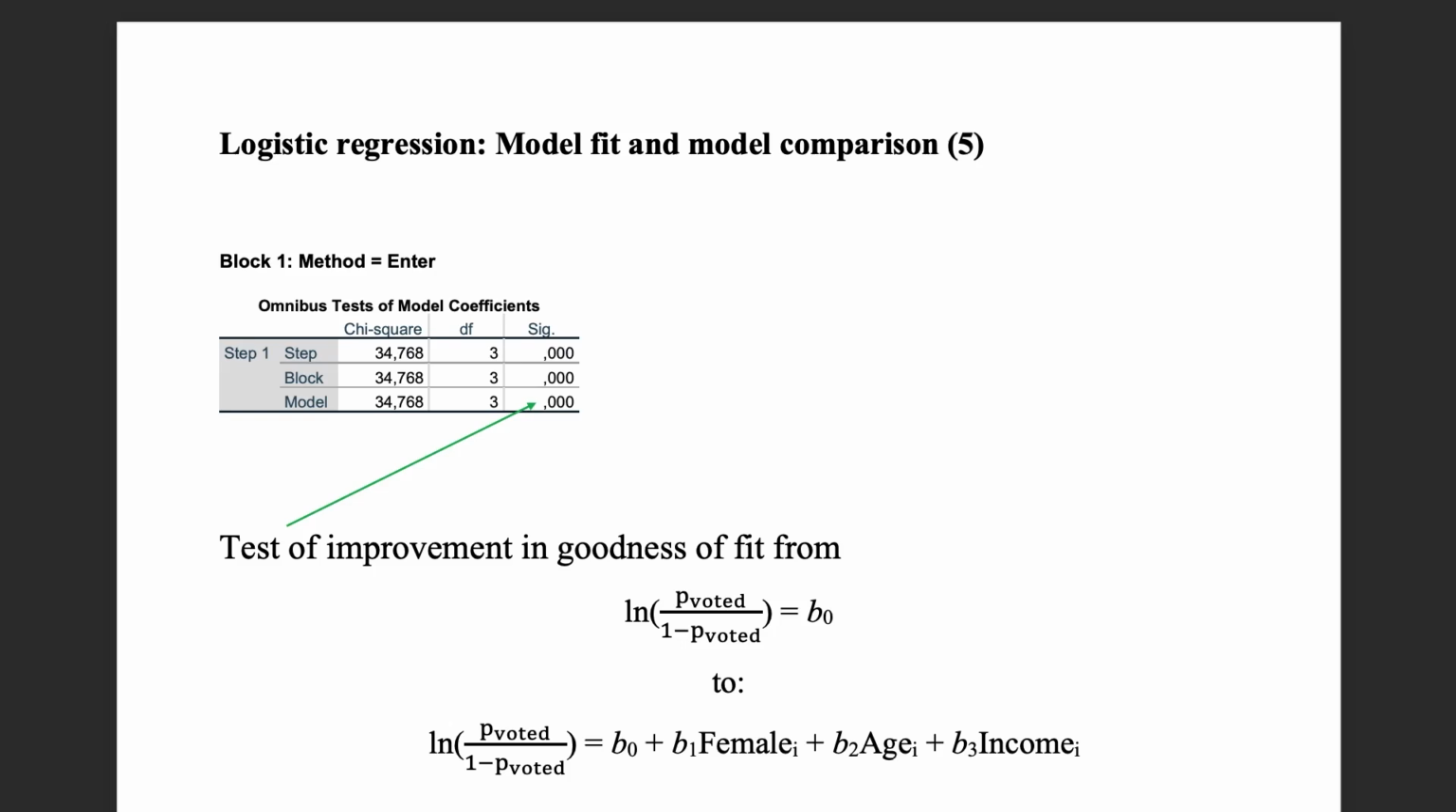In a logistic regression model, it's exactly the same logic. The most simple model that we can estimate is the one with no independent variable. So we just get a B0 coefficient, which is then just the log odds of voting, so the natural logarithm of the odds of voting in our sample. So with this omnibus test of model coefficients, we are testing the improvement of goodness of fit from having no independent variables to predict the log odds of voting, to having differences in gender, age, and income predict differences in the log odds of voting.